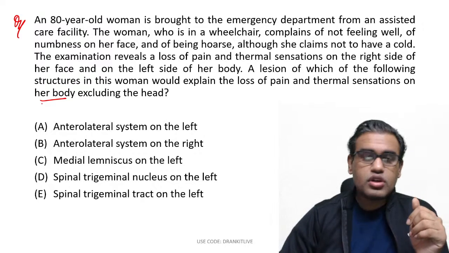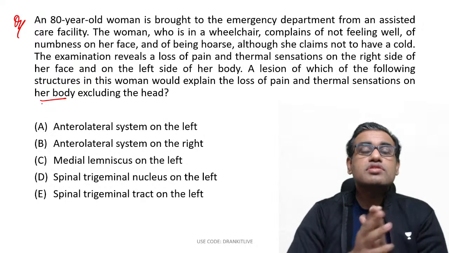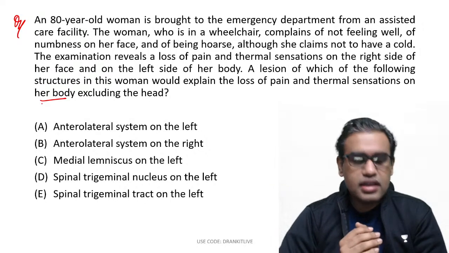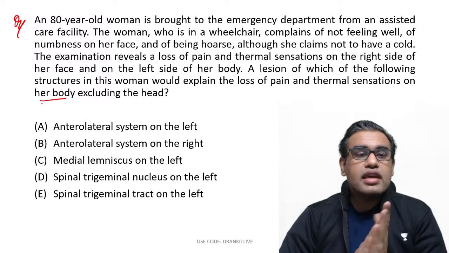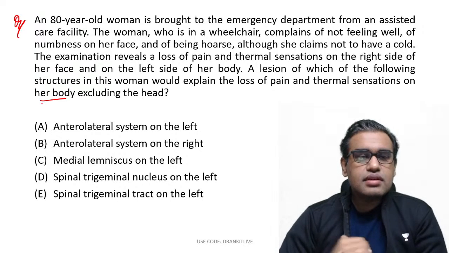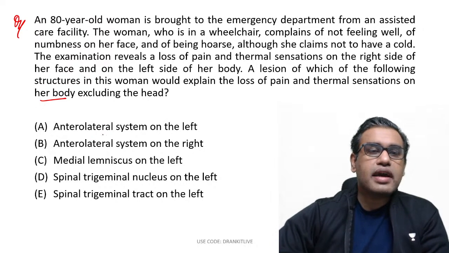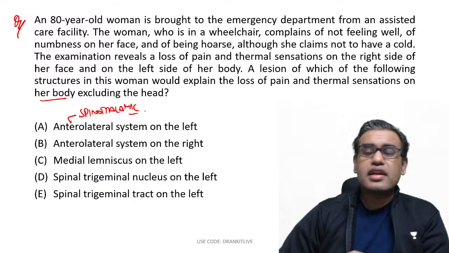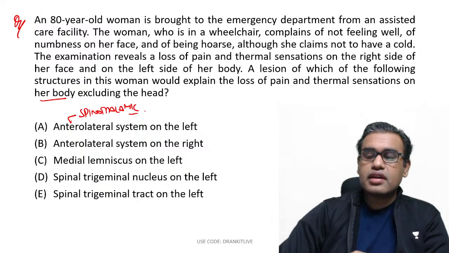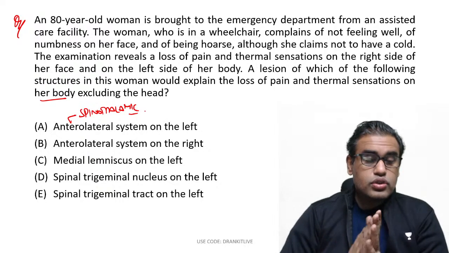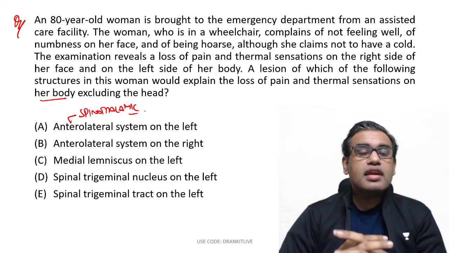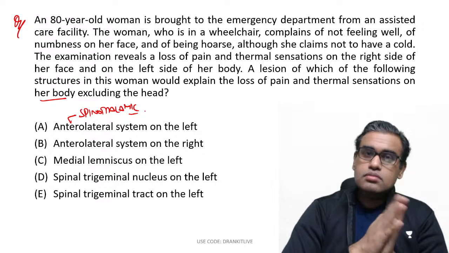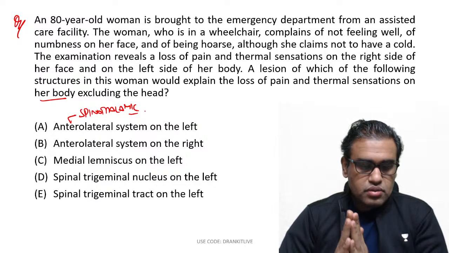Okay, so these are the sort of questions which we expect in your coming exams, in all the future exams. Just try to answer A, B, C, D, E. Anterolateral system, the same as your spinothalamic system, the same as your spinothalamic tract, because it is present slightly anterolaterally. So you call it a spinothalamic tract or anterolateral system. So anterolateral system on the left or the right, medial lemniscus on the left, or the trigeminal nucleus on the left, or tract also on the left. I hope you got the point.